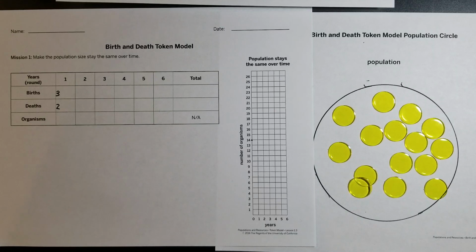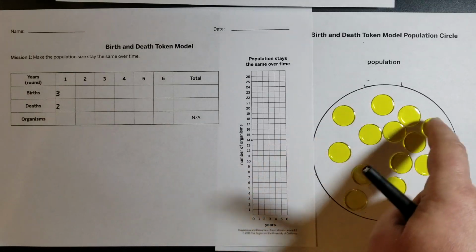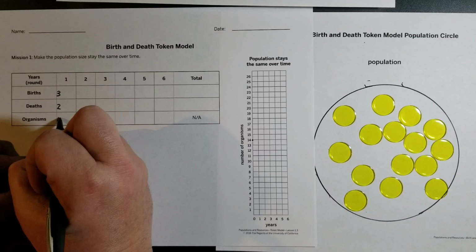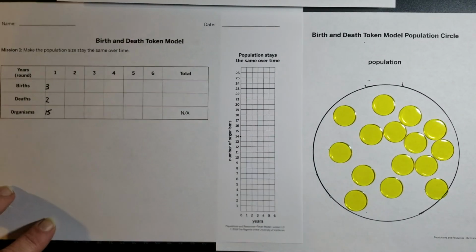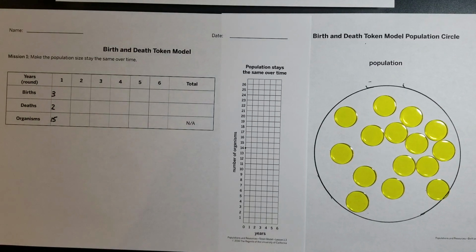Now, it asks for the total of organisms. So if we count 1, 2, 3, 4, 5, 6, 7, 8, 9, 10, 11, 12, 13, 14, 15 is the number that we get. And so that would represent 1 year. And our directions say, repeat until you have modeled 6 years. All right, so we're just going to keep on adding and killing stuff here. I'm sorry, birthing and deathing organisms.